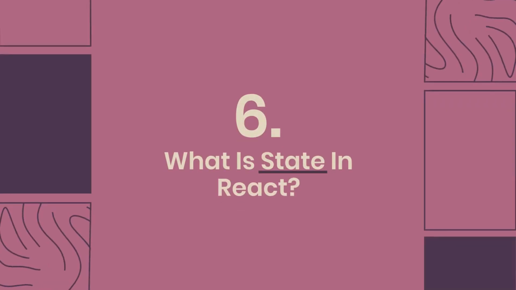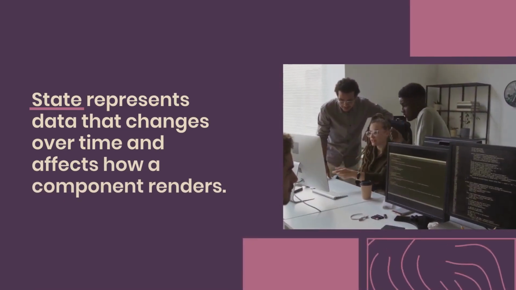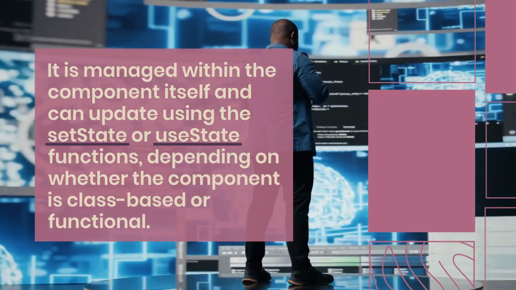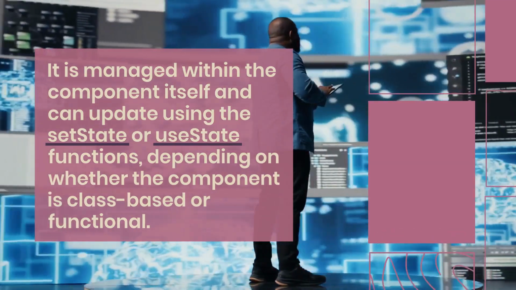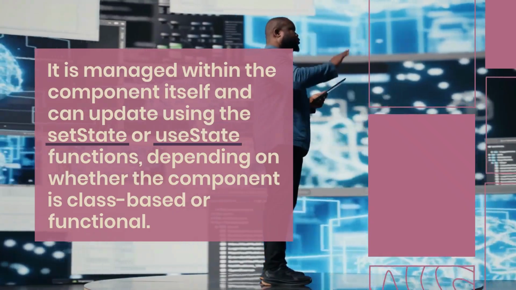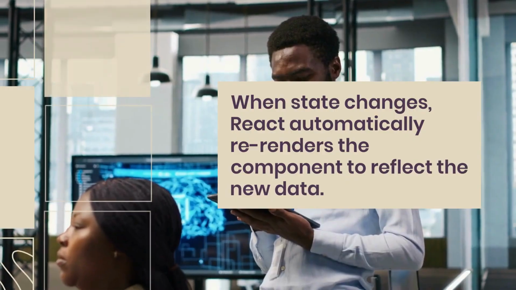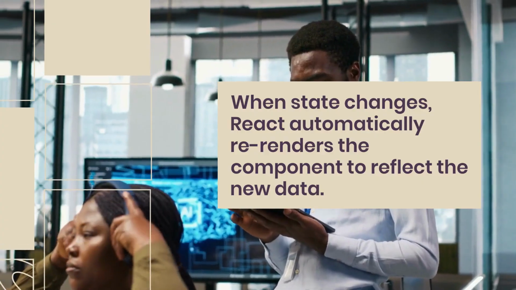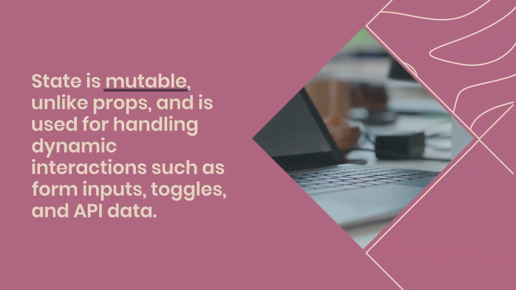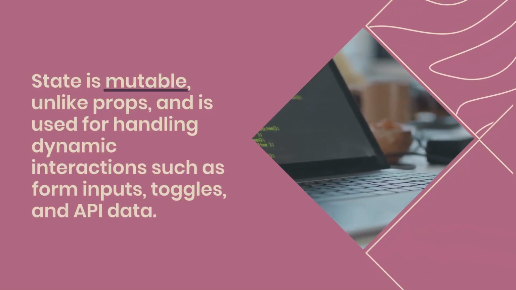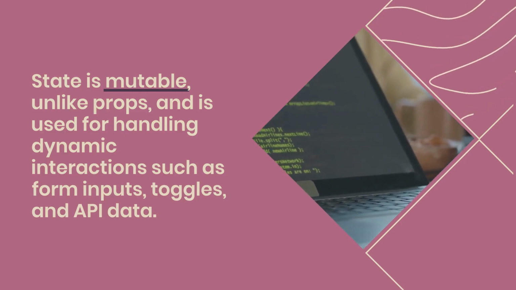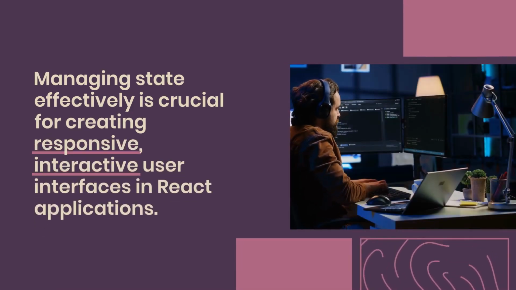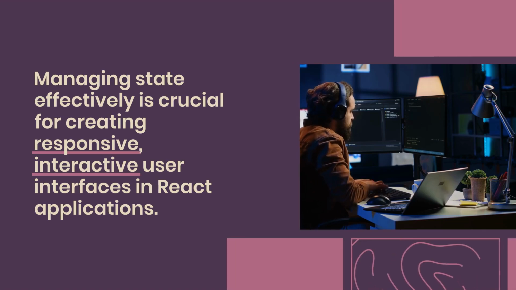6. What is state in React? State represents data that changes over time and affects how a component renders. It is managed within the component itself and can update using the setState or useState functions, depending on whether the component is class-based or functional. When state changes, React automatically re-renders the component to reflect the new data. State is mutable, unlike props, and is used for handling dynamic interactions such as form inputs, toggles, and API data. Managing state effectively is crucial for creating responsive, interactive user interfaces in React applications.